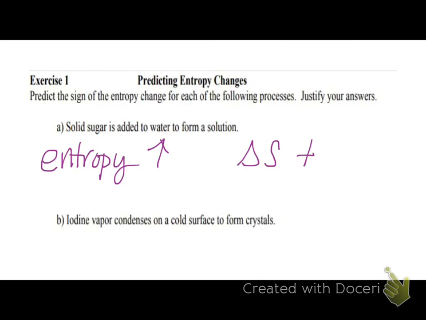In this one, we have iodine vapor condensing on a cold surface to form crystals. So what's going to happen to our entropy there? Entropy is going to decrease. So delta S would be negative. The change in entropy would be positive for the first one, and the change in entropy would be negative for the second one.